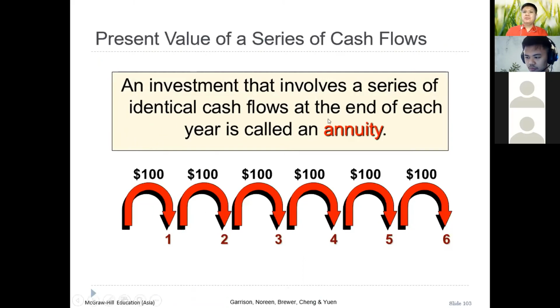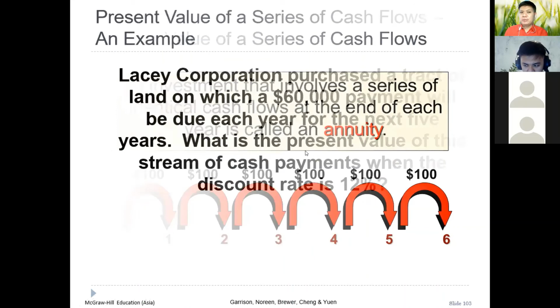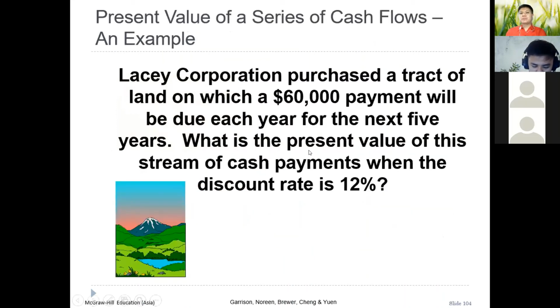An investment that involves a series of identical cash flows, as I mentioned, equal installments. So, I say identical cash flows at the end of each year is called an annuity. Let's say, for example, you pay or you receive 100 at the end of 1 year, 100 at the end of 2 years, 100 at the end of 3 years, and so on and so forth. Okay, so this is called an annuity. Let us have an example.